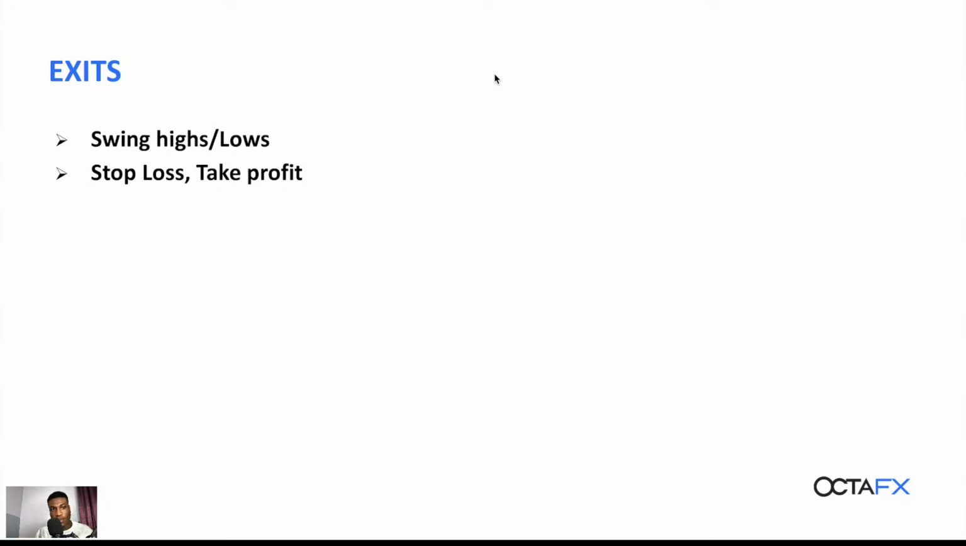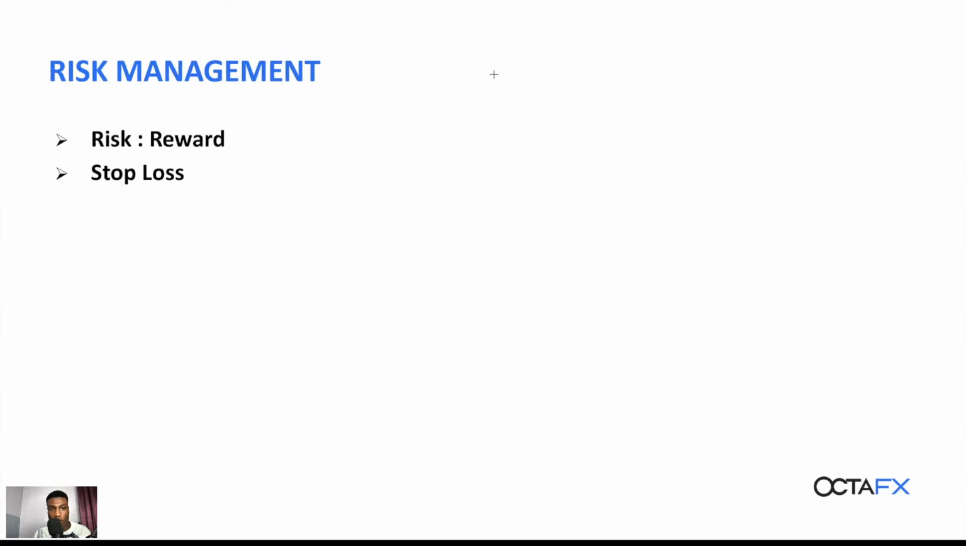Okay, so your framework should also contain risk management, which involves risk and reward, or the use of stop loss, right? So risk and reward basically tells you how much you want to risk and for how much reward you want to get on a trade. And your stop loss, like I said, is an order that you tell your broker you want to get stopped out if the market goes against you.